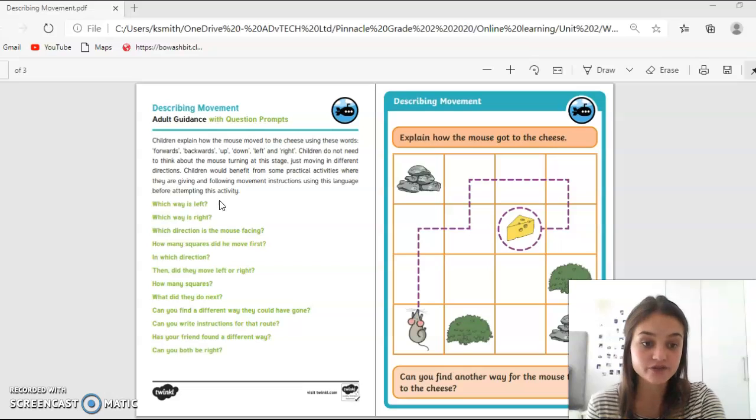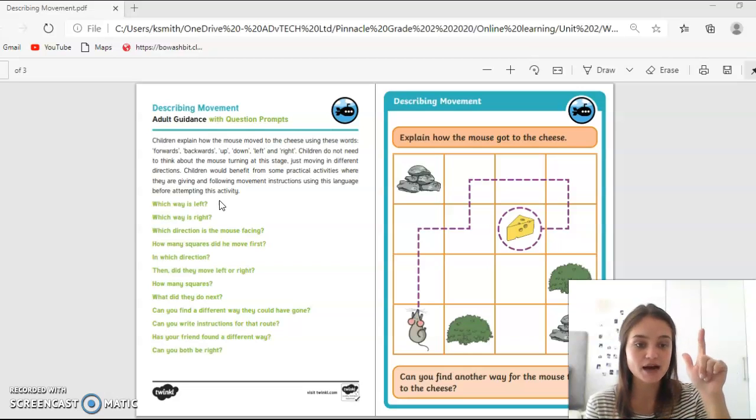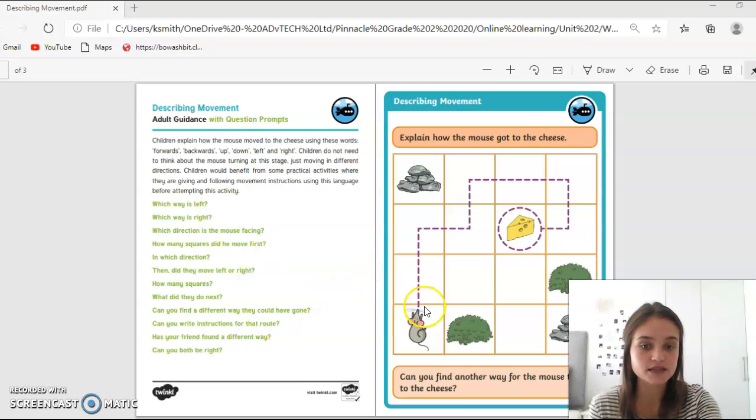Which way is left? We know. Which way is right? Which direction is the mouse facing? Using forwards, backwards, left, or right. Here's our little mouse. He is facing forwards. Okay, so he's facing forwards or facing backwards, and he's going to move up. So how many squares will he move first? 1, 2 squares. He's moved up 2 squares, and he is facing forward.